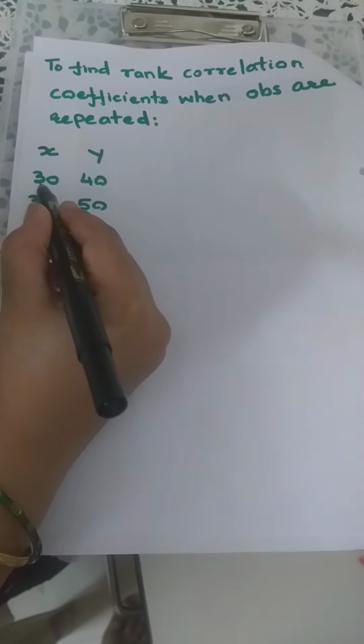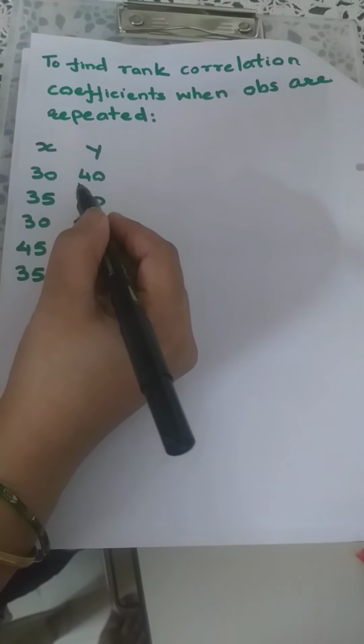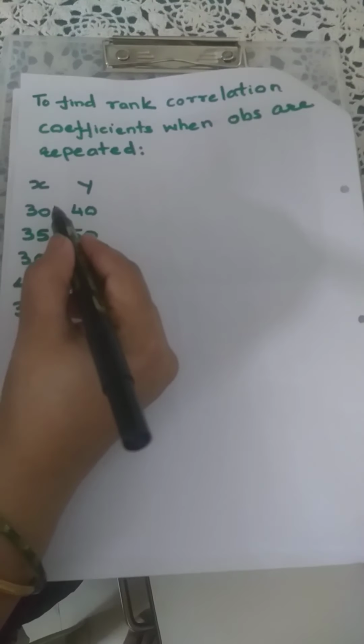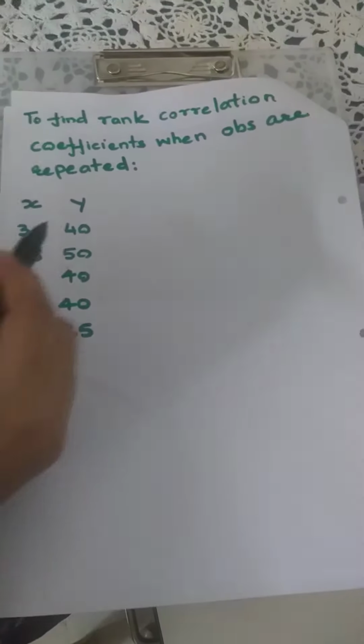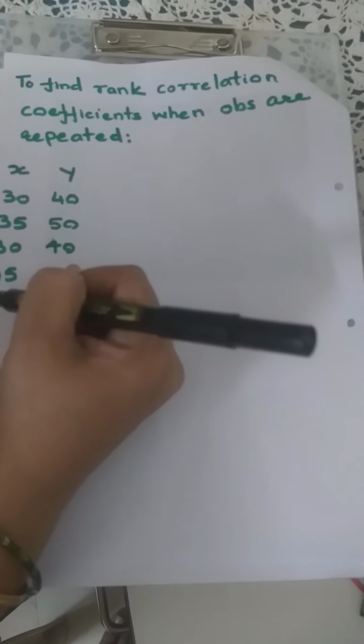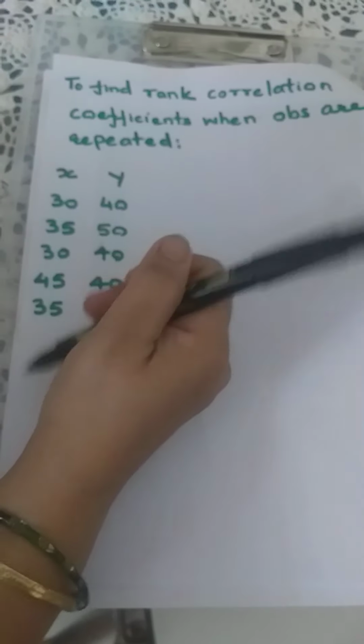Now you can see here that the ranks are not given. So we have to first find out the ranks. Let us first give the ranks to the x variable. As we see the x variable, we can first arrange these values in the decreasing order so that we can directly give the ranks. So let us first give these ranks.